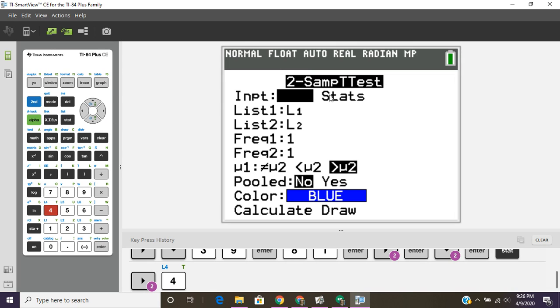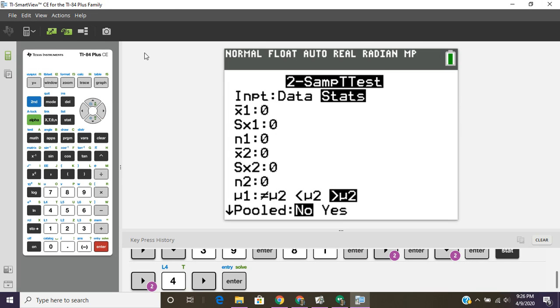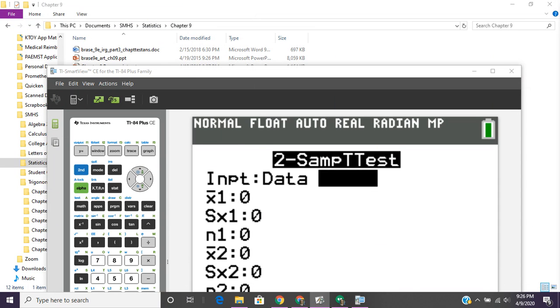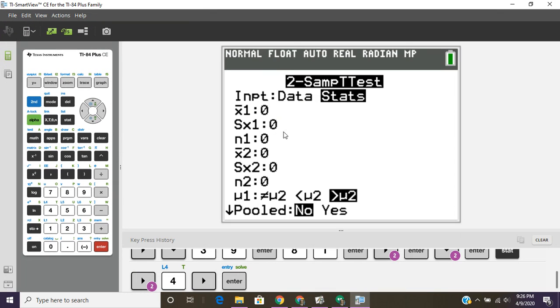All right. If you have data that you can type in, you would type it in, and then your lists, it will automatically do it for you. However, we don't have that data. We're going to use stats. So it's going to ask us for the mean of sample 1, and then the standard deviation of sample 1, and then how many were in that sample. And the same for sample 2. So I'm going to move this around and then type this in.